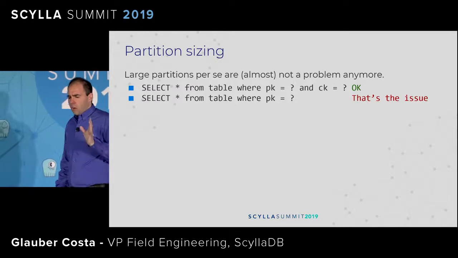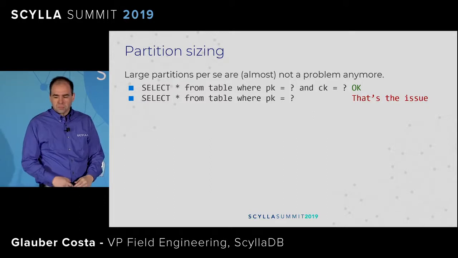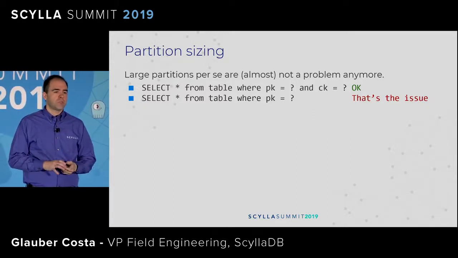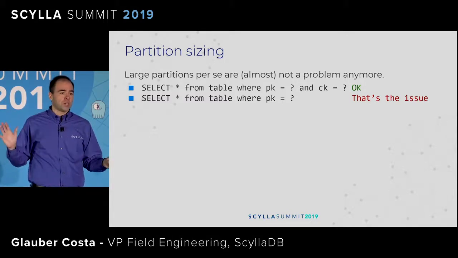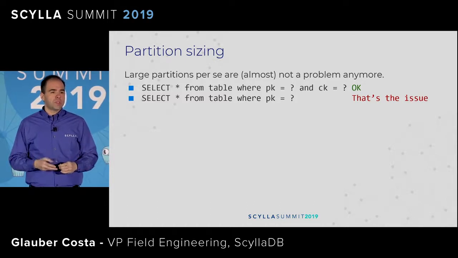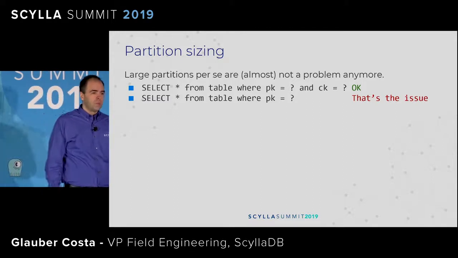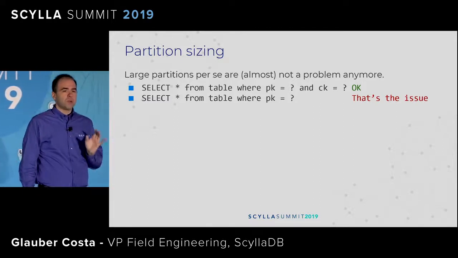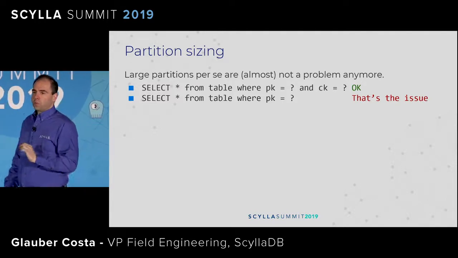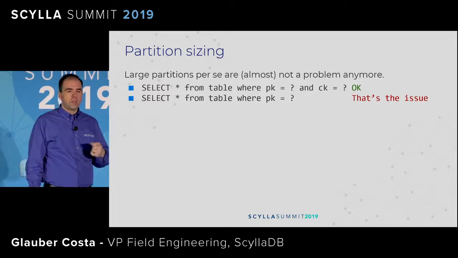Partition sizing. We get this question a lot: how big can my partitions be? They're almost not a problem anymore. We inherited some of it from Cassandra. It used to be the case that if I have large partitions, that's the end of the world. We got much better over the years. Now in Scylla 3.1, even our repairs are able to operate on a row level, which means inside the partition. So big partitions aren't the problem that they used to be. But there's still one problem that really comes from large partitions. Is this a problem? It really depends on your query.